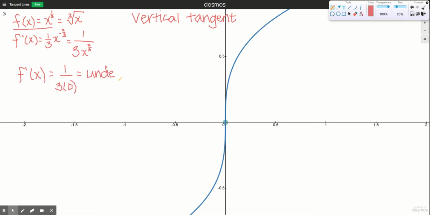So if you're asked for the derivative of this function, the derivative of this function does not exist when x is 0. So you could say the derivative exists everywhere except x equaling 0. So it's not that the function doesn't exist there, it's only that the derivative does not exist there.